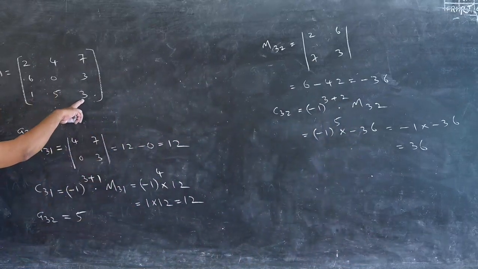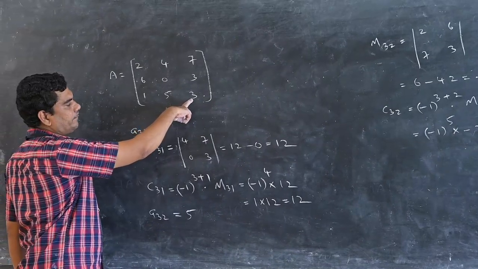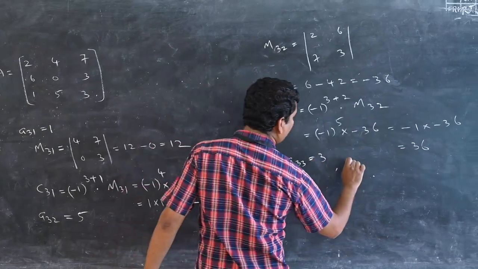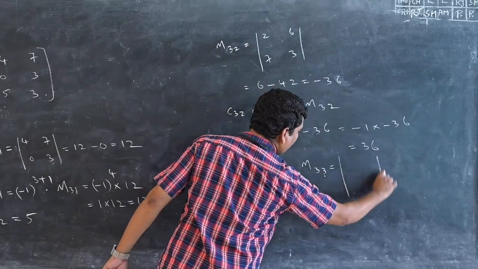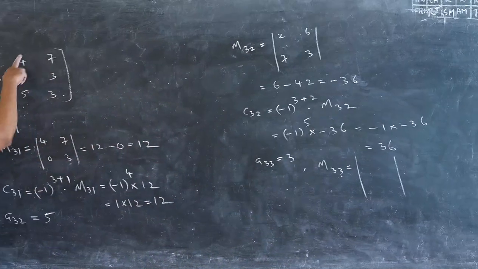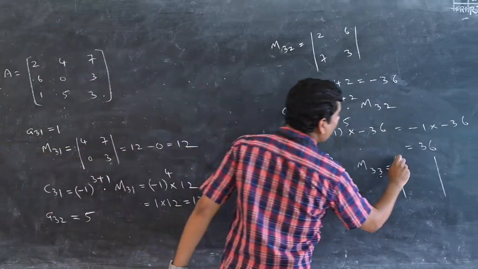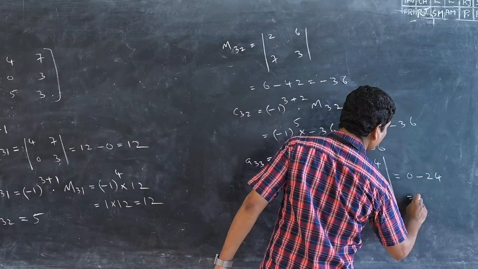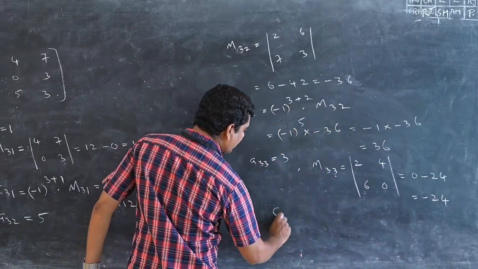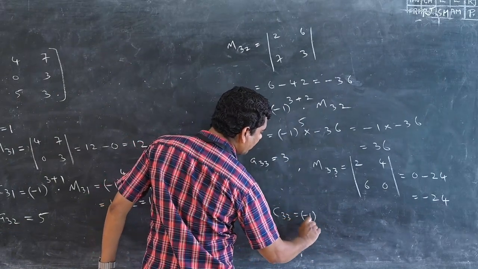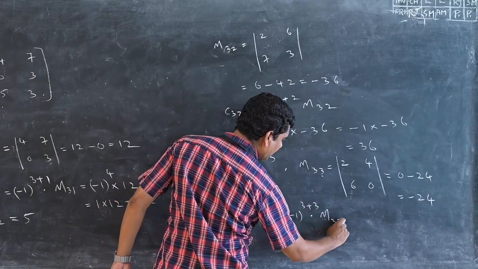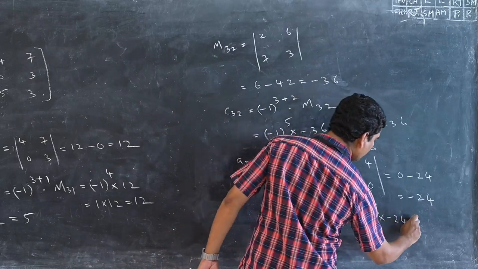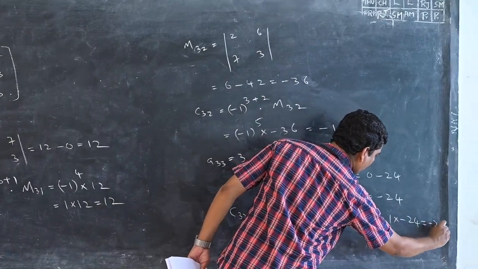Now consider the last element in the third row. This is A33, which is equal to 3. Its minor M33 is the determinant of the remaining matrix after canceling the row and column containing this 3, which is 2, 4, 6, 0. It is 0 minus 24, which is equal to minus 24. The cofactor of this element, C33, is minus 1 raised to 3 plus 3 into M33. It is minus 1 raised to 6 into minus 24. This 1 into minus 24 is equal to minus 24.